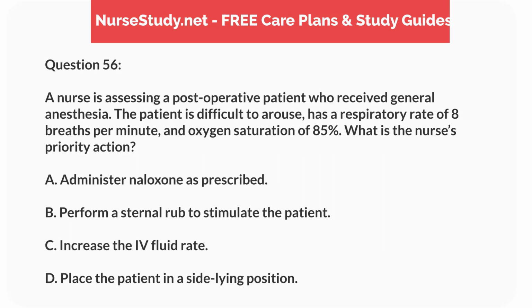Question 56. A nurse is assessing a postoperative patient who received general anesthesia. The patient is difficult to arouse, has a respiratory rate of 8 breaths per minute, and oxygen saturation of 85%. What is the nurse's priority action? A. Administer naloxone as prescribed. B. Perform a sternal rub to stimulate the patient. C. Increase the IV fluid rate. D. Place the patient in a side-lying position.